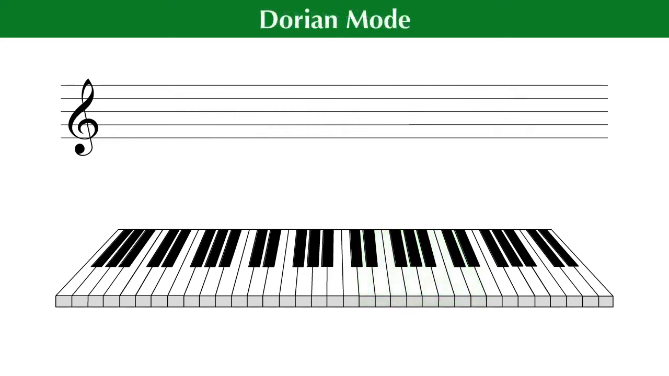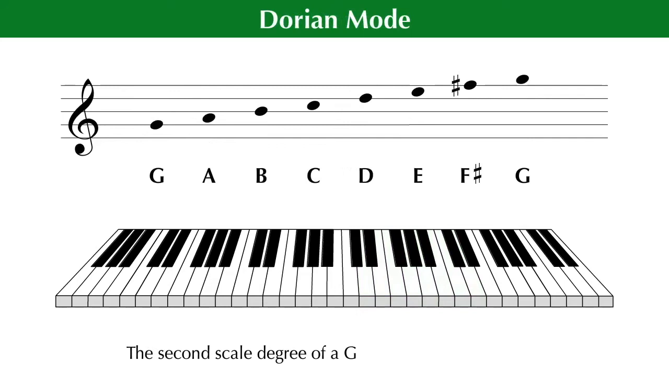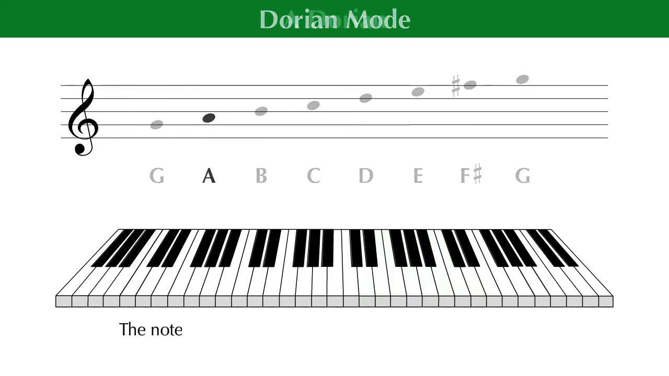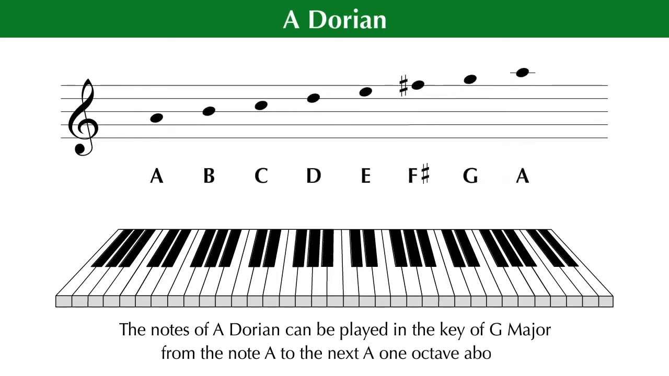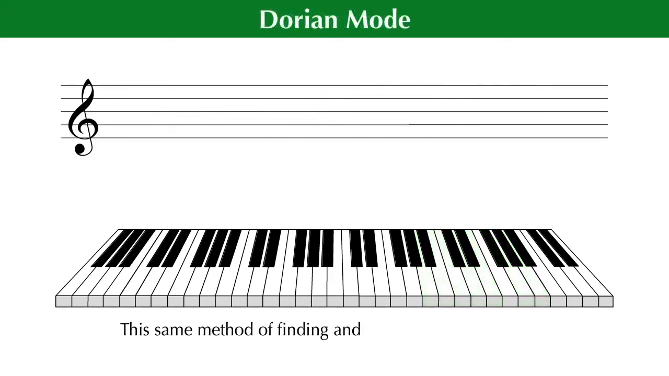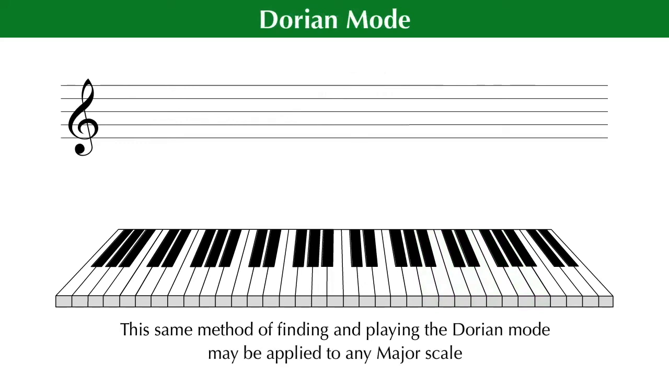In that same respect, the second scale degree of a G major scale is the note A. Therefore, the notes of A Dorian can be played in the key of G major from the note A to the next A one octave above. This same method of finding and playing the Dorian mode may be applied to any major scale.